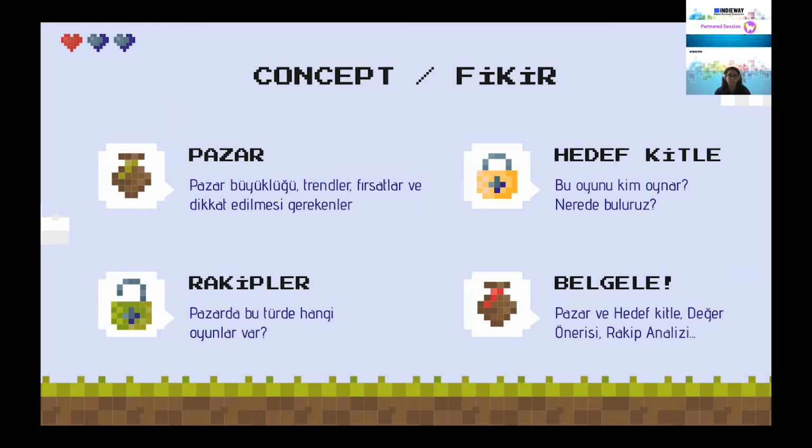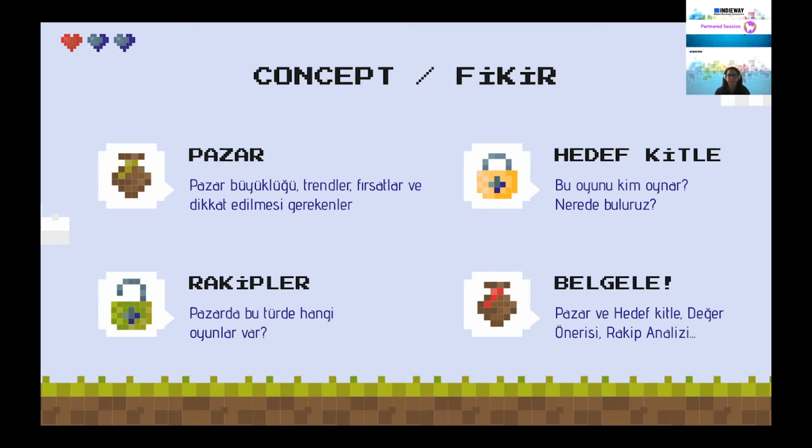On the concept side, it's really important to understand the market. If you are to make maybe a puzzle game, it is really important to think about the market size. You need to set the trends and opportunities, and you have to think about how to be different. Well, these are all going to shape our situation.